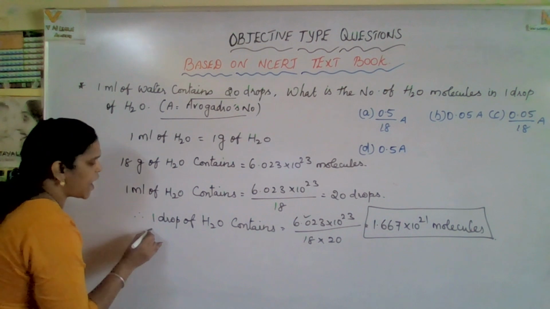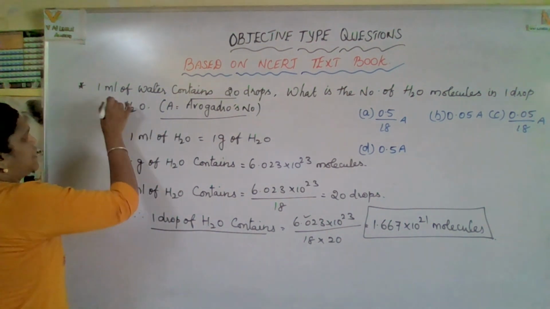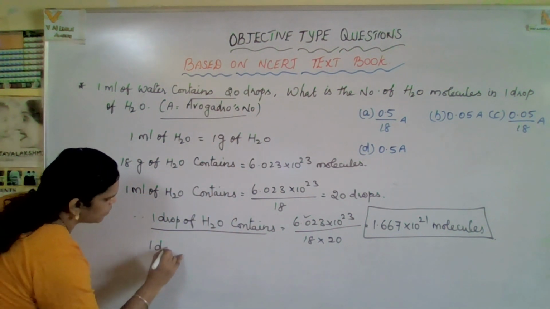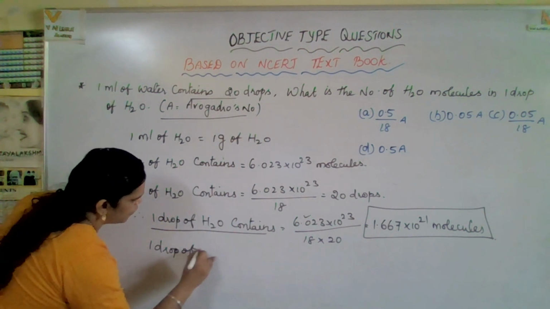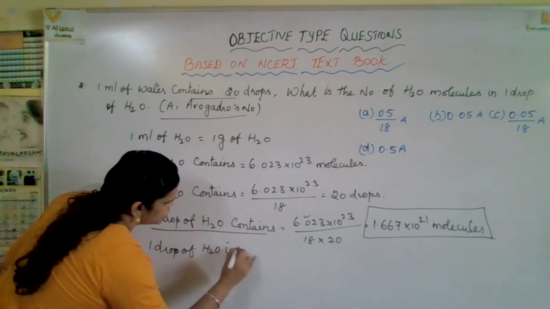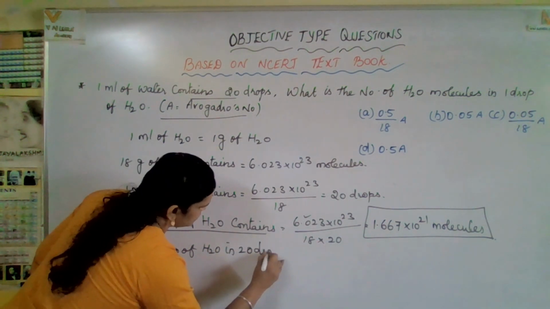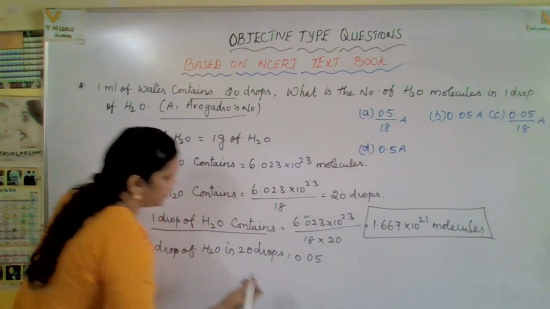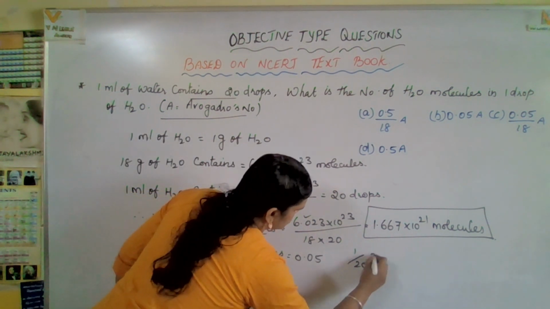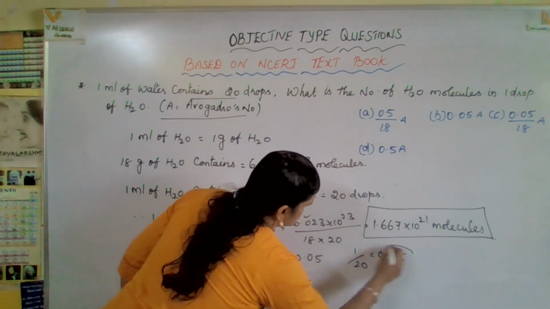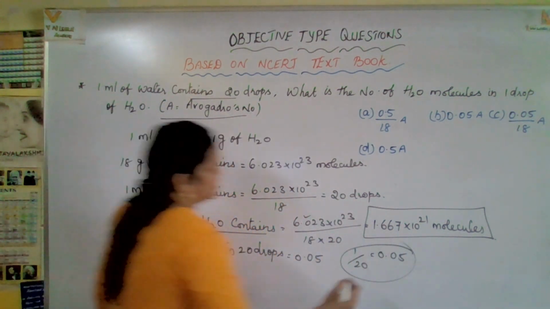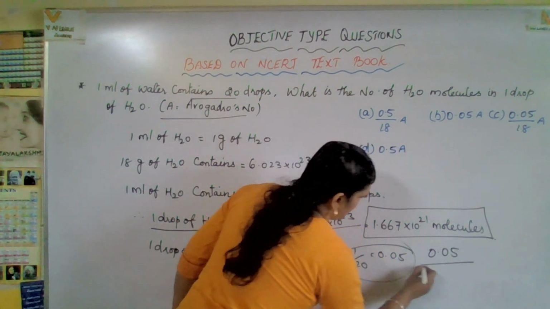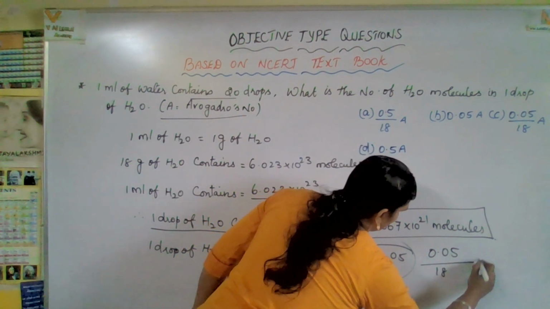So that means 1 drop of water contains, see, 1 ml of water contains 20 drops. Therefore, 1 drop of water is 1 by 20, equal to 0.05. How did you get 1 by 20? 0.05. So, what is the option? Here, how do we provide this? 0.05 divided by 18 into A.